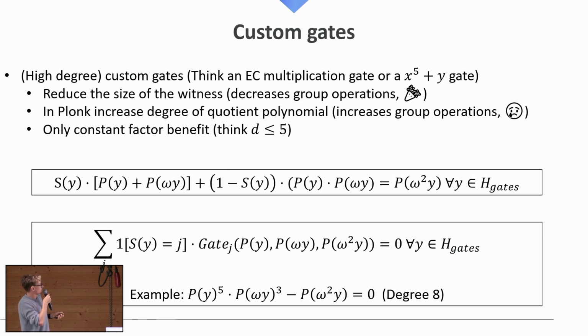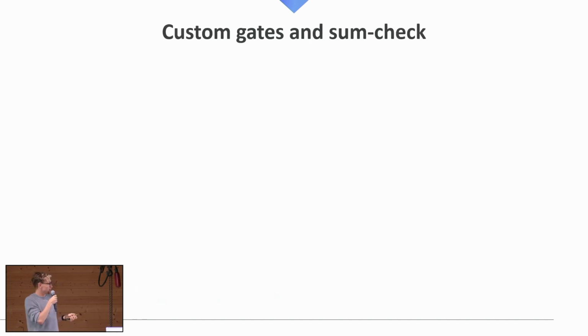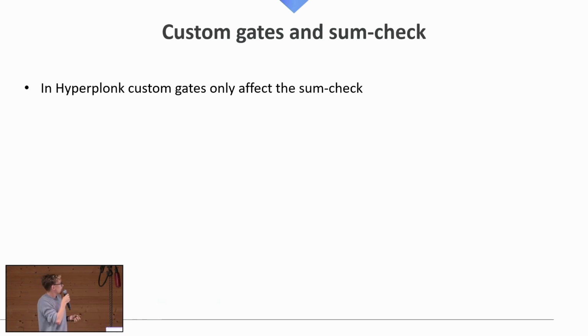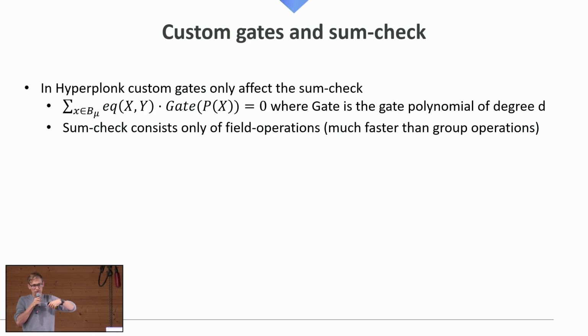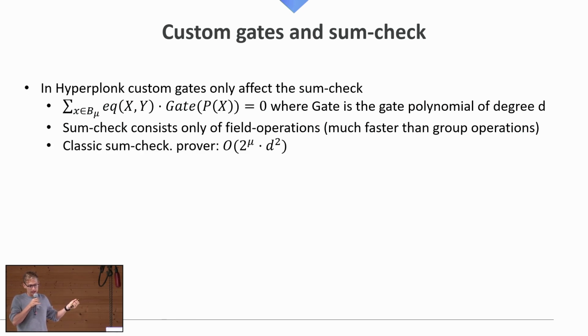In Plonk, I can only do custom gates up to a constant factor. In Hyperplonk, we want to go beyond that. And the interesting observation is that in Hyperplonk, the gates only affect the sum check. But the sum check is only field operations. So it doesn't require any sort of commitments. There's almost no additional things being sent. It's just field operations. So it does increase the number of field operations that are being done, but it decreases the number of group operations.